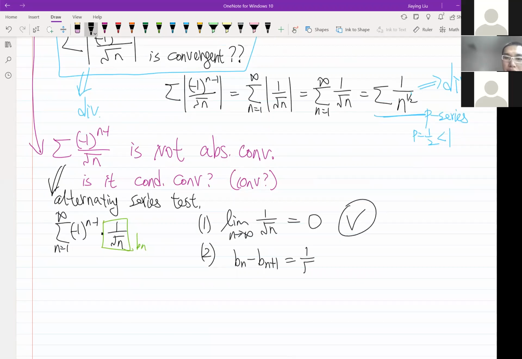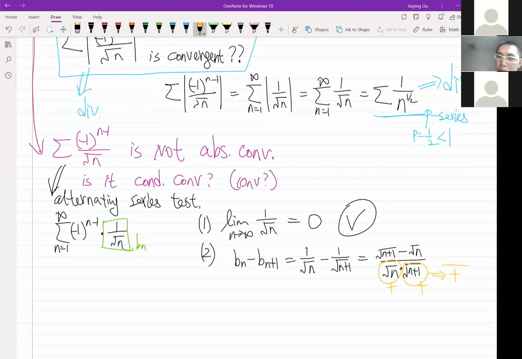So that will be 1 over square root of n minus 1 over square root of n plus 1. And if we get a common denominator, we get square root of n times square root of n plus 1. And in the numerator, we have square root of n plus 1 minus square root of n. And is this positive or negative? This part is positive, I know. This is also positive. So the denominator turns out to be positive. What about the numerator?